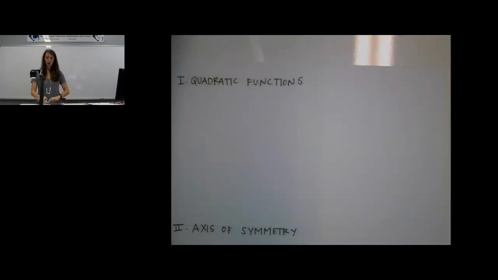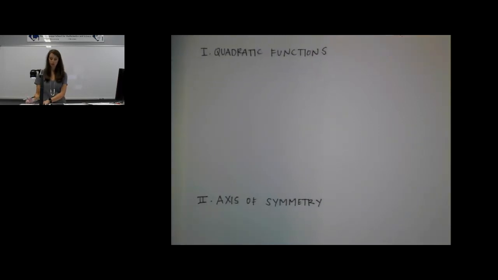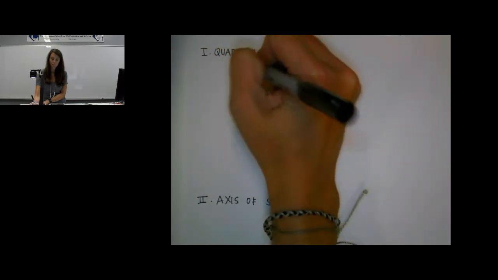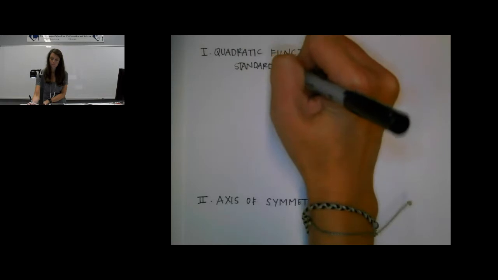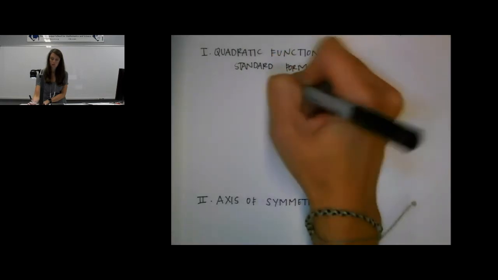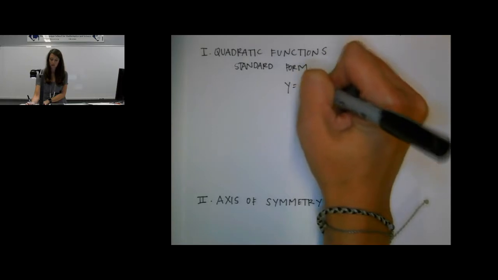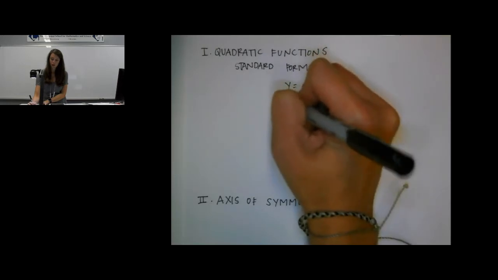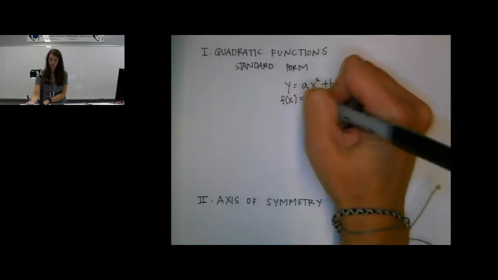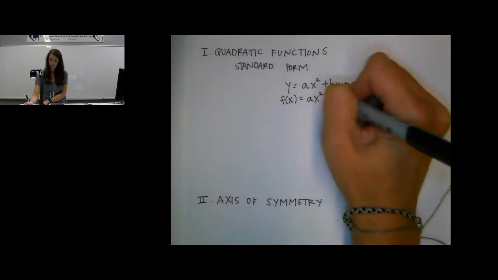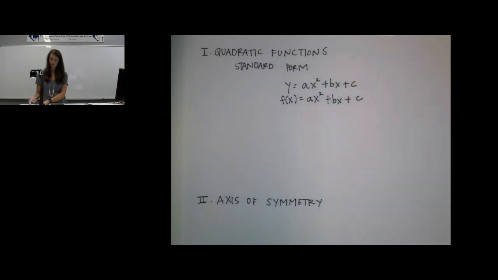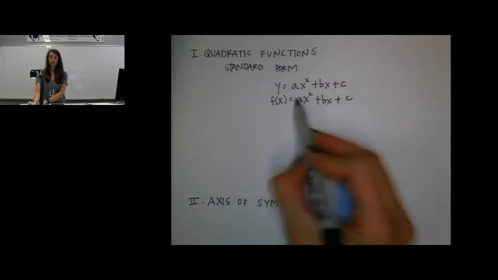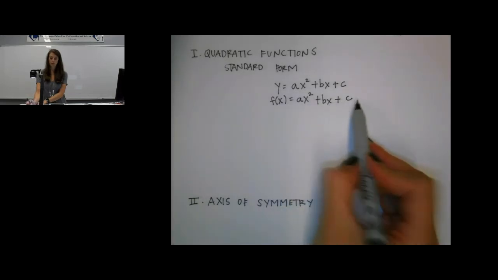Okay, so the standard form of a quadratic function is y equals ax squared plus bx plus c. Or remember, y is just f of x. Standard form means that you're going to have all three of those terms: an x squared, an x, and then your constant term there.